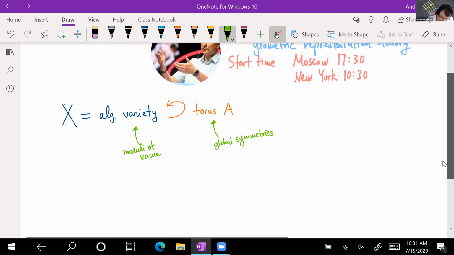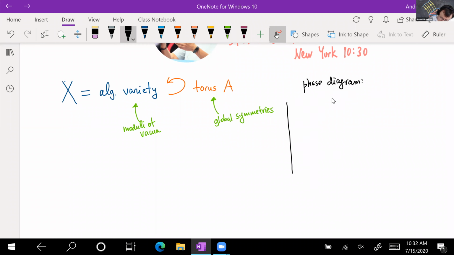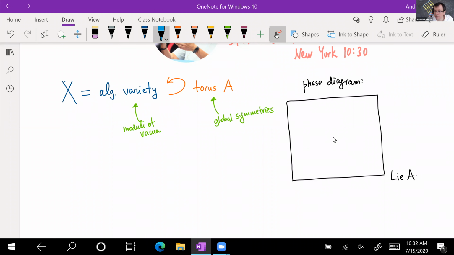With this picture, we associate a certain phase diagram. Maybe I'll draw it here. That phase diagram takes place in the Lie algebra of A. Those were the variables, the masses in this perturbation. And this was recording the fixed loci of the different points.